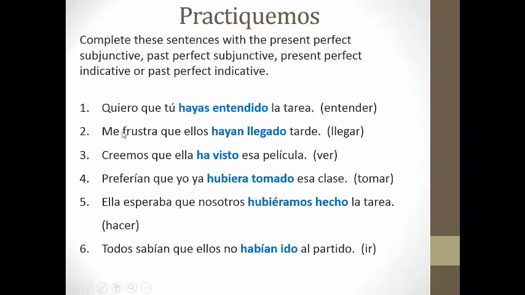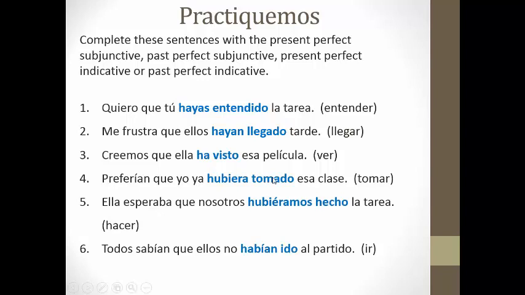Okay, let's review. Number 2, it frustrates me that they have arrived late. There's a change in subject, and frustrating, that's emotion, that's a weird verb. So I do need present perfect subjunctive here. Hayan llegado. Look at number 3. We believe that she has seen that movie. We believe. That's a statement of certainty. No need for subjunctive here. So just regular present perfect. Ha visto.